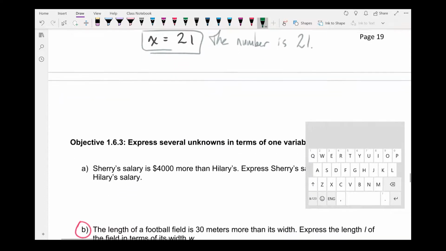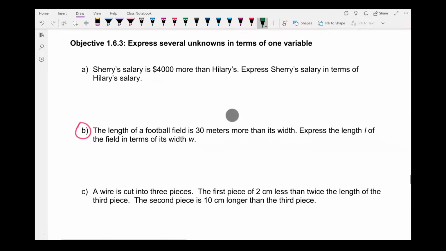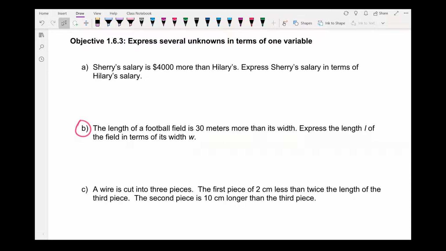Let's move on to page 20. This is express several unknowns in terms of one variable. This is a little different, but not that different. Let's see what's different about it. It says Sherry's salary is $4,000 more than Hillary's. Express Sherry's salary in terms of Hillary's salary. So Hillary's salary is kind of the key here. We want to express everything in terms of that.